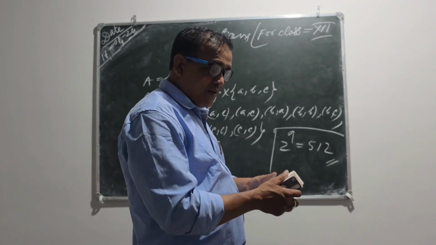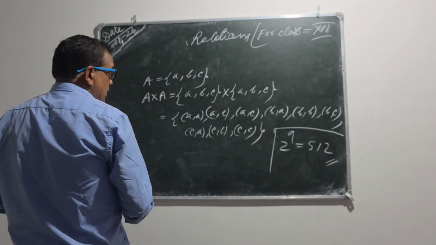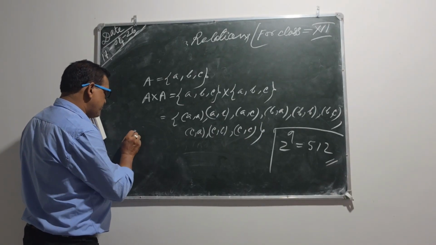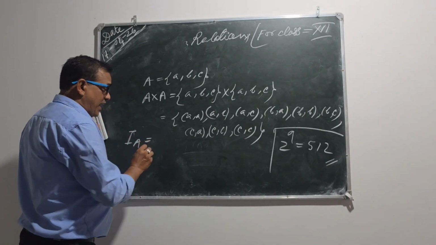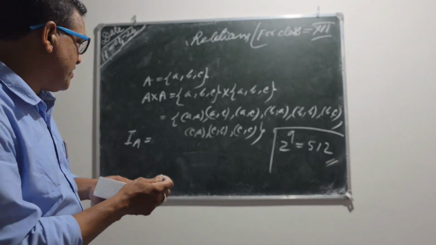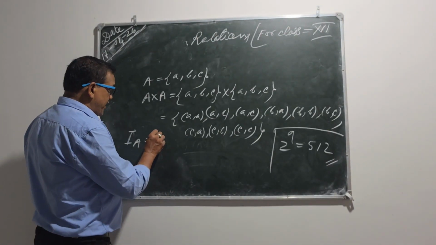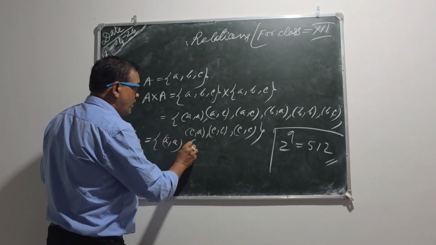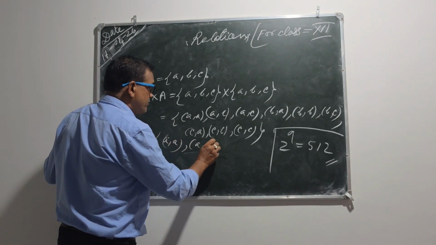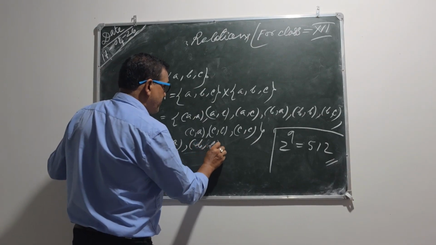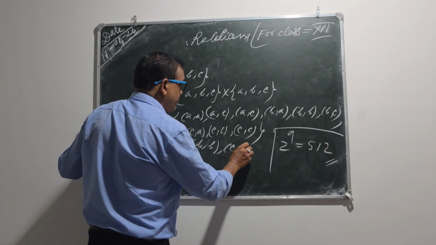So out of that, the first one is the identity relation, say I suffix A. I suffix A means identity relation. Now what is called the identity relation? That is (a, a), (b, b), then (c, c).